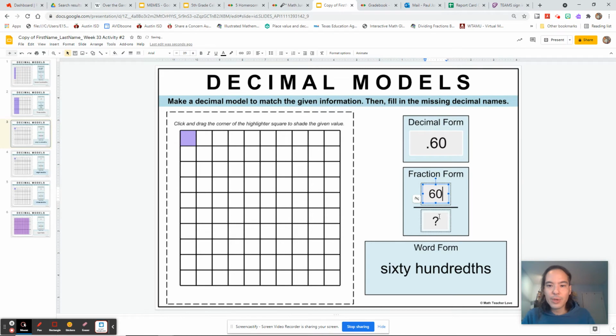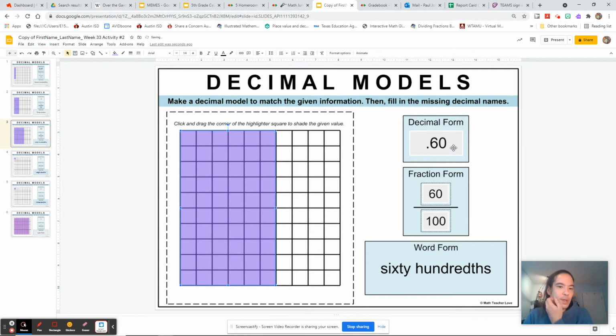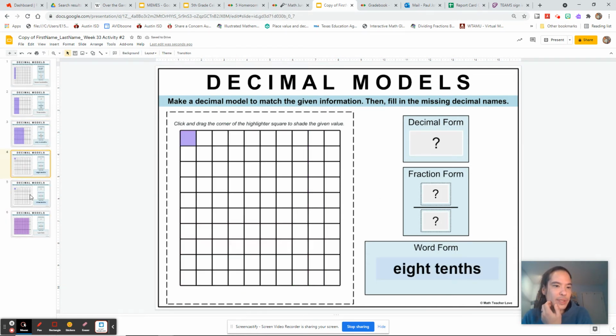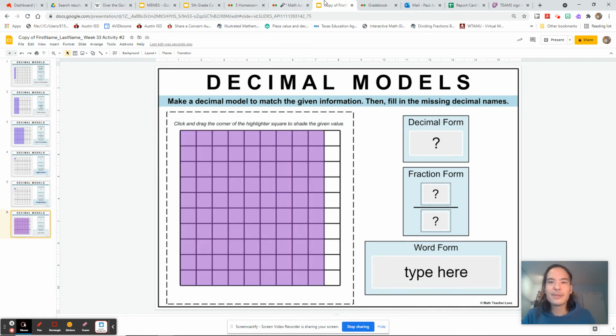So you could simplify that to 6/10, of course. 60/100 is the same thing as 6/10 if we took off this 0 and this 0. And then we're going to stretch this out, so it's 6/10 because it's 60/100. So there's 1/10, 2/10, 3/10, 4/10, 5/10, 6/10. All right, so there's 3 pages. Go ahead and do the other 3 yourself. You got this.